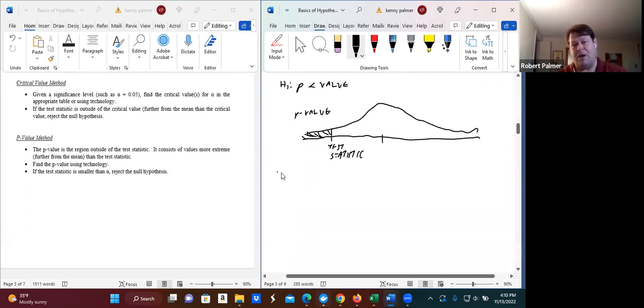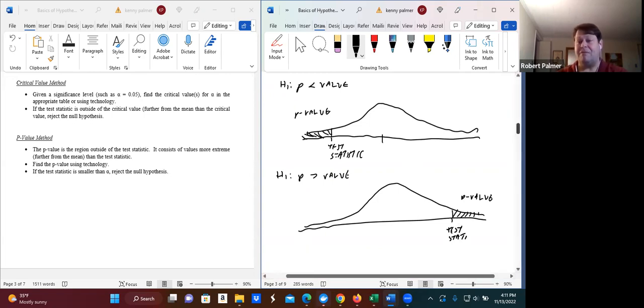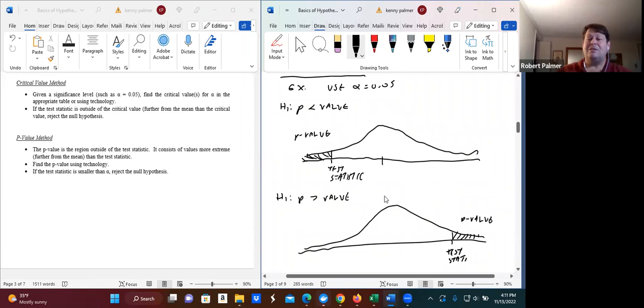Okay. And in the same way, if our alternate hypothesis is that p or mu is greater than a value, it's the mirror image of this. Once again, we have a symmetric distribution. And over here, here's our test statistic. This region right here is called our p-value. Because if it's far enough over here, it's unlikely to have happened by chance, assuming the null hypothesis is true. So if it's smaller than alpha, we reject the null hypothesis.